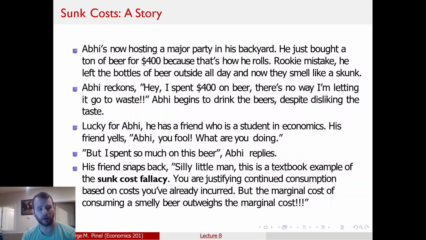This is what we call the sunk cost fallacy, and it shows up often when people aren't using marginal analysis. This is like an alternative to marginal analysis that doesn't make a whole lot of sense. And you'll see it a lot, and everybody's been guilty of it.